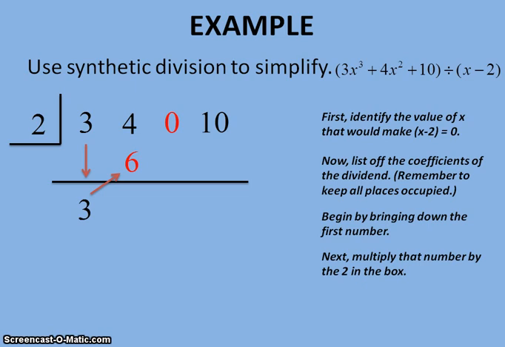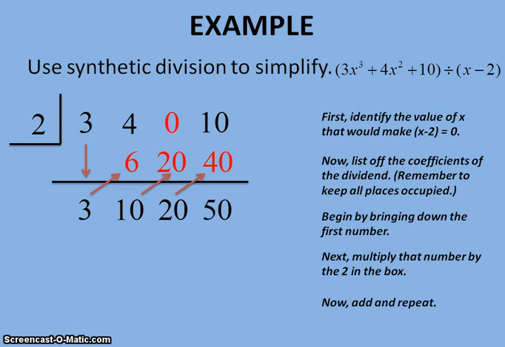Now, once we've done that, we're ready for the next step. Instead of bringing down 4, we're just going to add 4 plus 6. 4 plus 6, of course, is 10. Once we do that, we just repeat the process. We take the 2 in the box, we multiply it by the 10 down here at the bottom. 2 times 10 is 20, and we put that 20 right here. We add again, so we add 0 plus 20, and of course that's 20. And once we do that, we're going to multiply 2 times 20. 2 times 20 is 40, and we have 10 plus 40 to add.